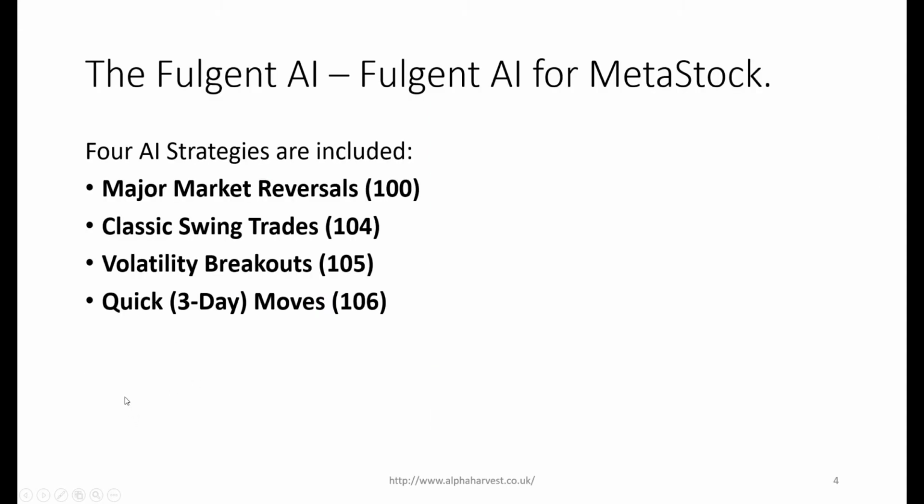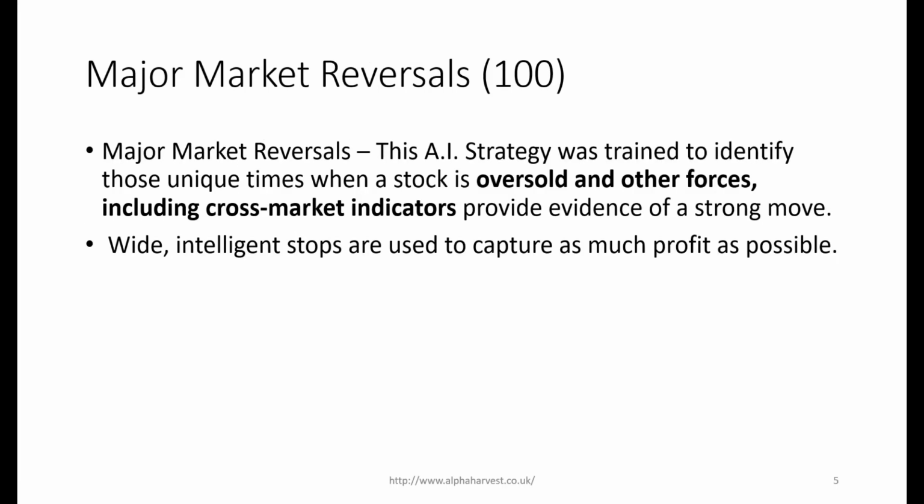Four major strategies will be looked at today. The AI has four artificial intelligence generated strategies to cater for four different types of traders: major market reversals, classic swing trades, volatility breakouts, and quick 3-day moves. With major market reversals, we look for stocks that are extremely oversold, but the AI also looks for other forces at that time, including cross-market indicators, what the big picture is, and economic indicators.